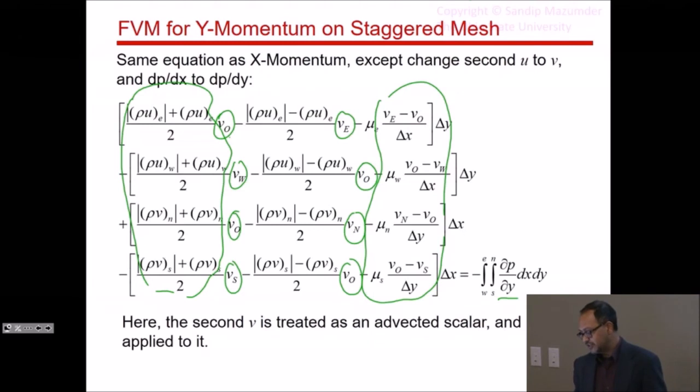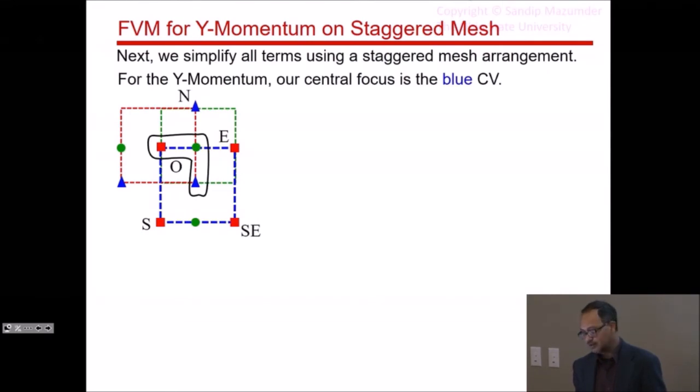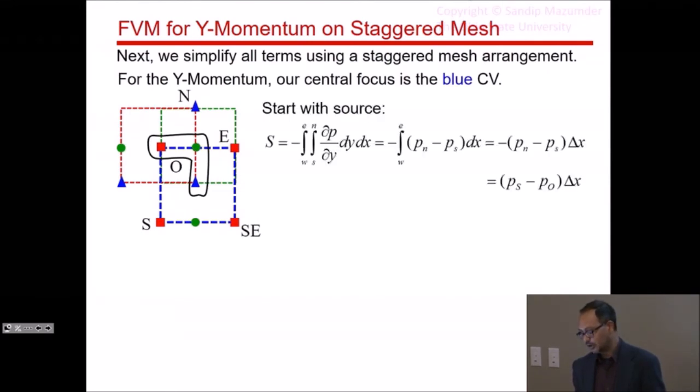So second v is treated as an advected scalar, and upwind differencing is applied to it. We talked about that. Now we simplify everything again, but now on the blue control volume. So we are first going to figure out what our source term is. We take dp dy, integrate it. Notice that now I'm doing the south to north integration first, because that's an exact differential right there.